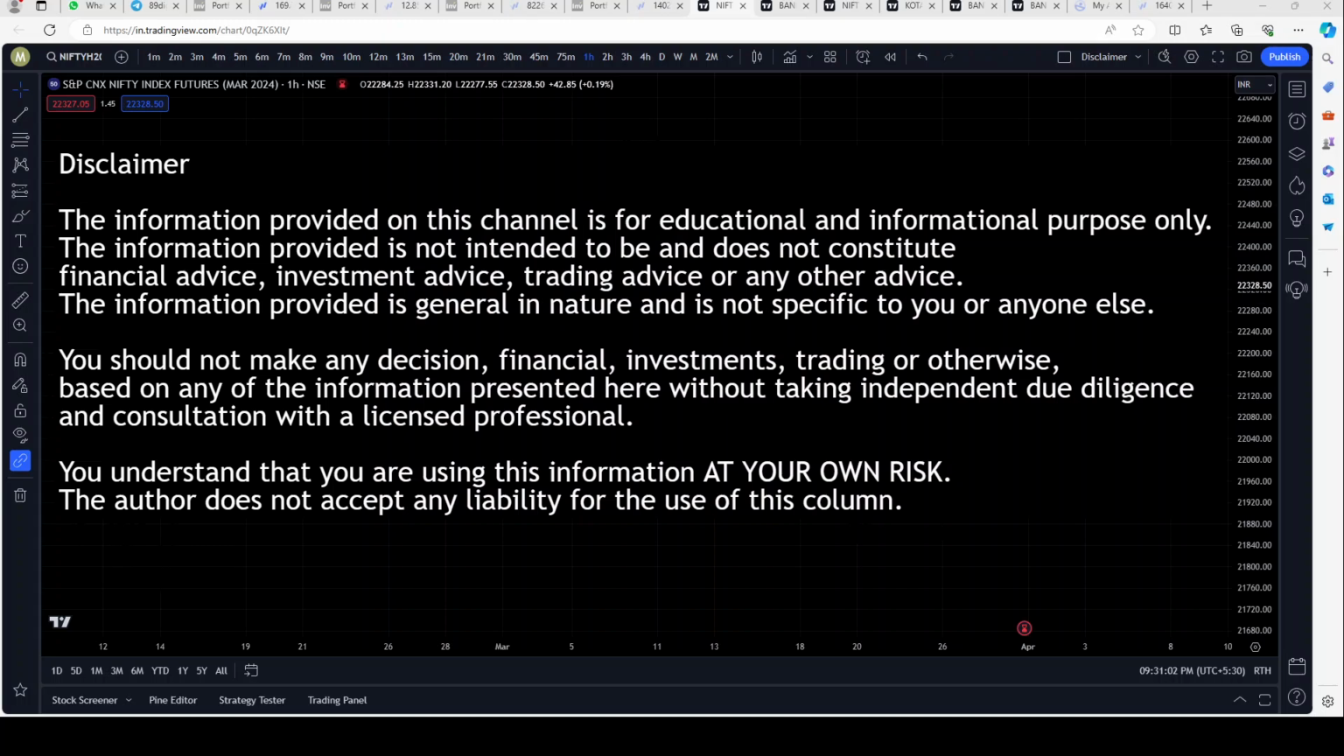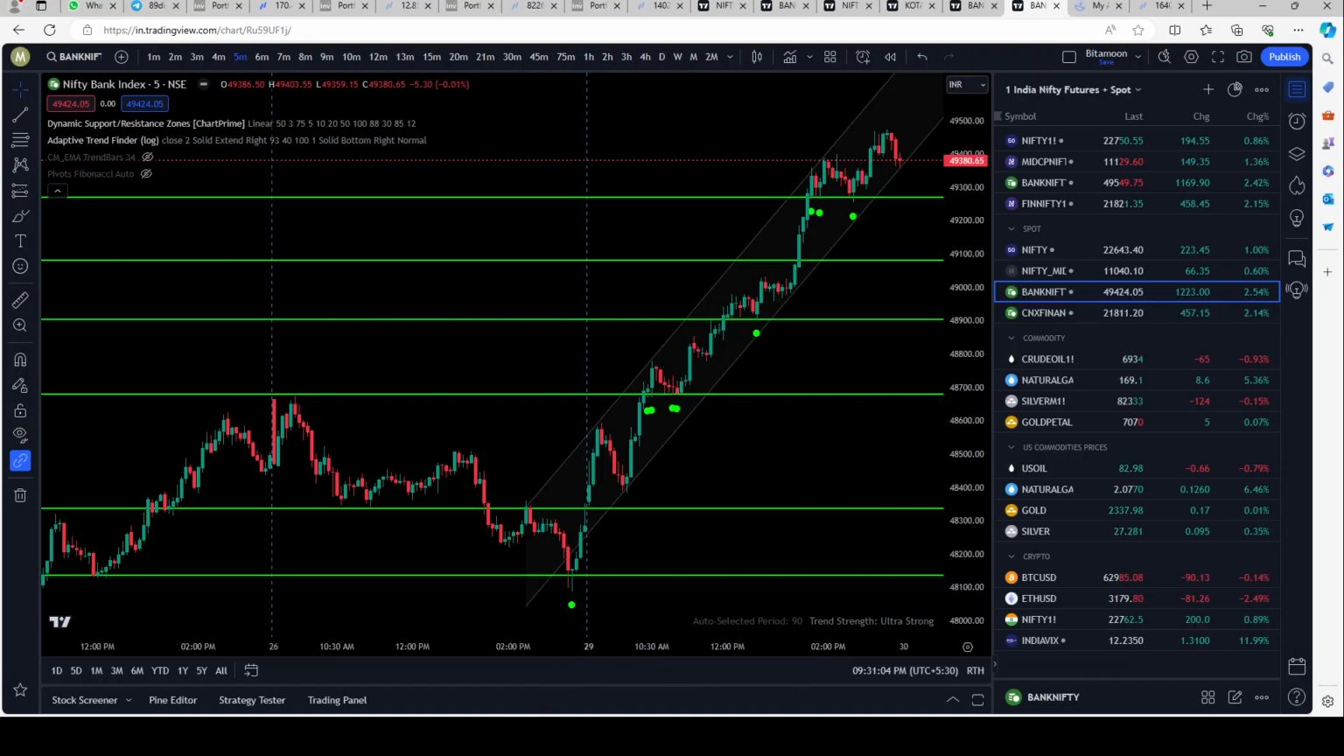That said, let's proceed. So the indicators that we'll be using is, let me just go to the page. Okay, now you can see it.